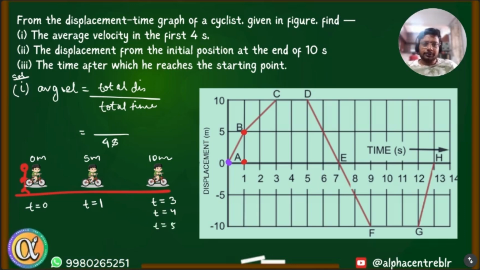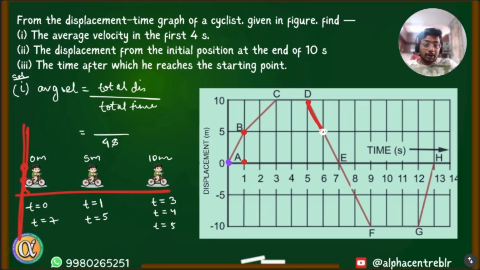Correct? After that, if you see, this displacement is decreasing. What does this mean? It's coming closer to the observer. This is the observer line, right? So it's coming behind now. At t equals 6 seconds, he reaches 5 meters again. And at t equals 7 seconds he reaches the starting point. This displacement becomes 0. So now can you relate it with the graph?